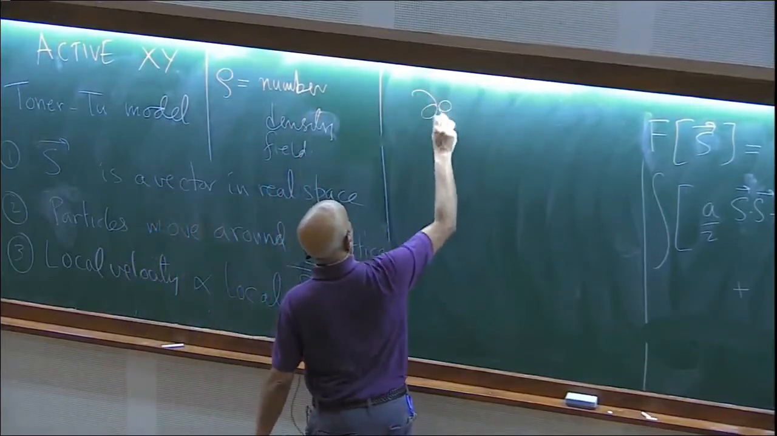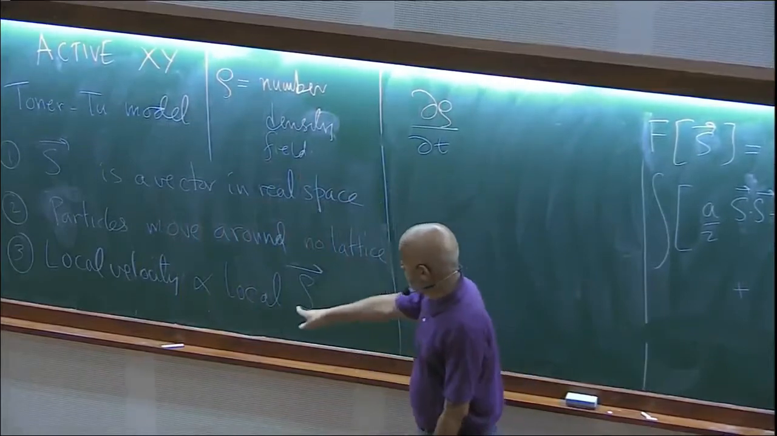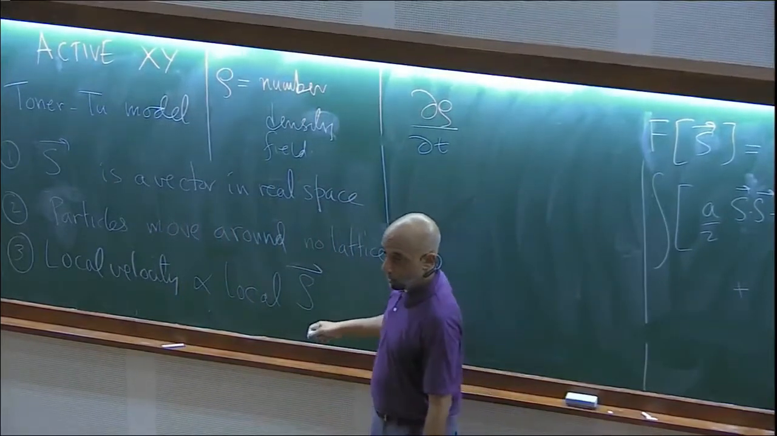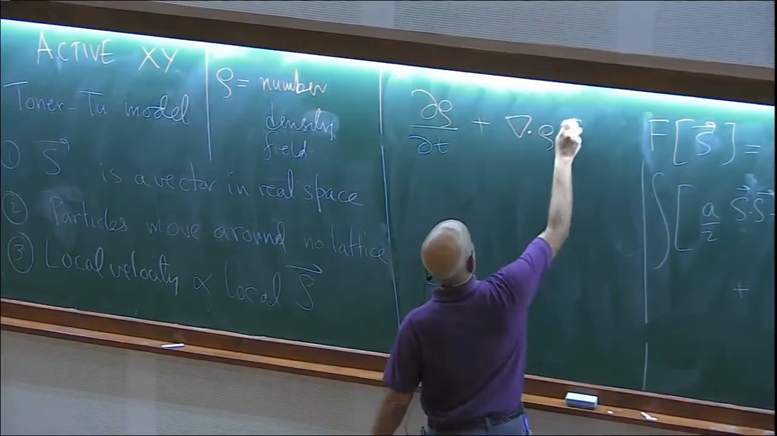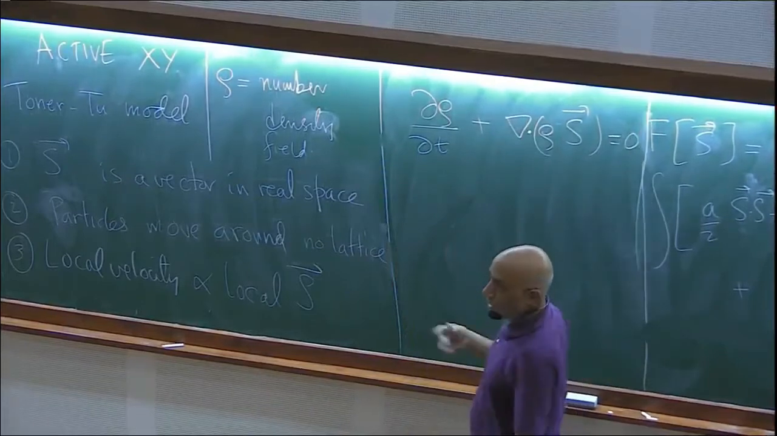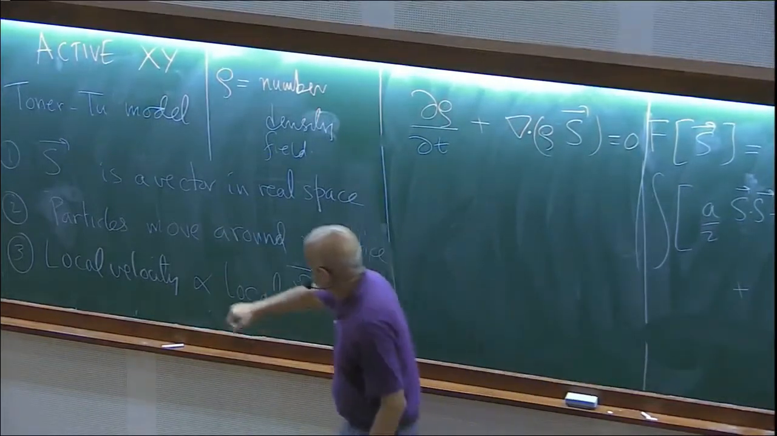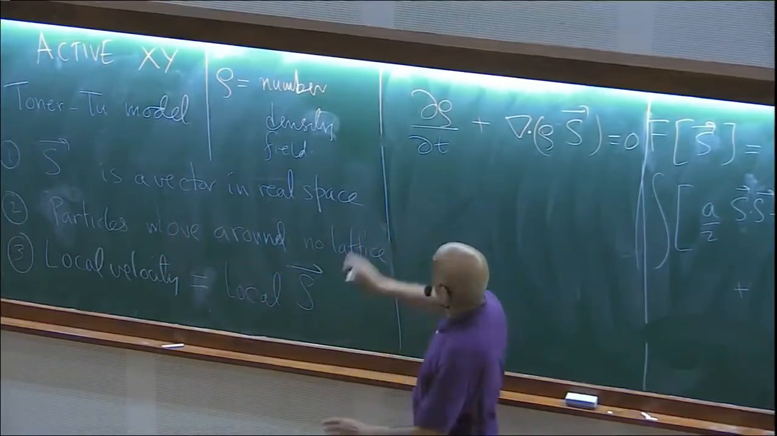And I'm going to write down a continuity equation for that number density. What's the current of these particles? It's rho times S. Okay? I'm assuming the velocity is 1, the speed is 1, okay? So this is the easy equation.